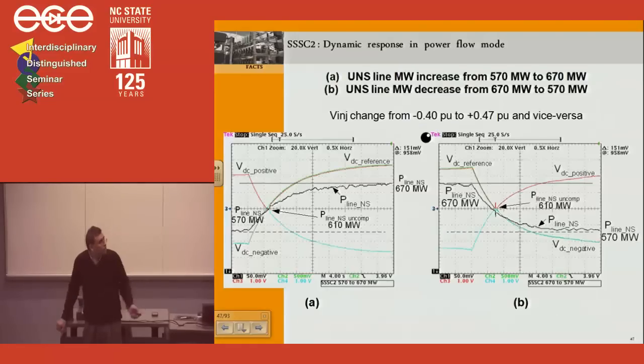Okay, we are interested in dynamics, and so here we show that we could change the megawatt flow by around 100 megawatts, from 570 to 670, over a very slow timescale. This is pretty slow. This is 4 seconds per division. This is pretty slow.